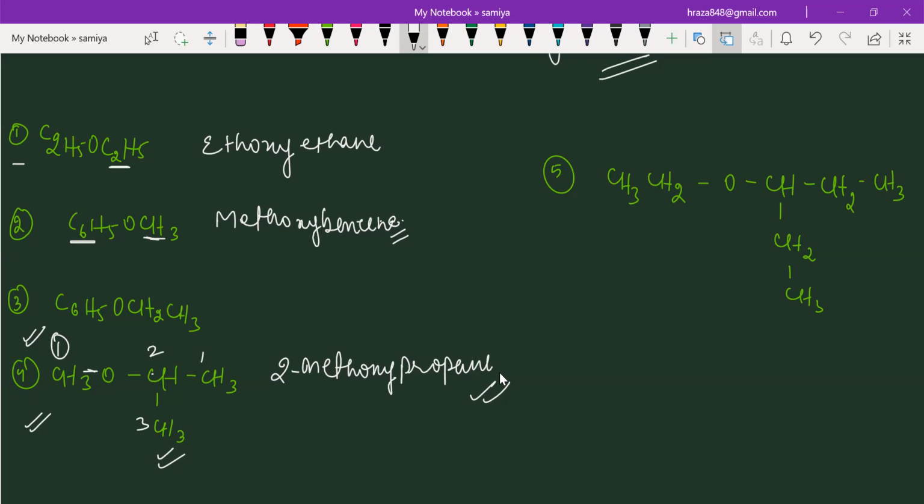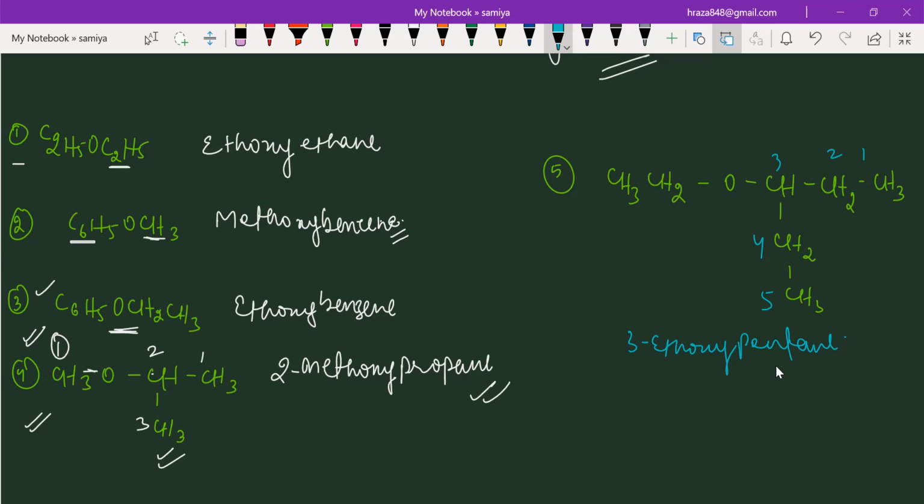So please write, and the rest of the questions you are going to do from home. That means 2 questions only. You can tell me right now what is the name of this compound. Ethoxybenzene. Very good. So its name will be ethoxybenzene. In the same way, you can name this: 1, 2, 3, 4, 5. So 3-ethoxypentane. Yes or no? Yes.